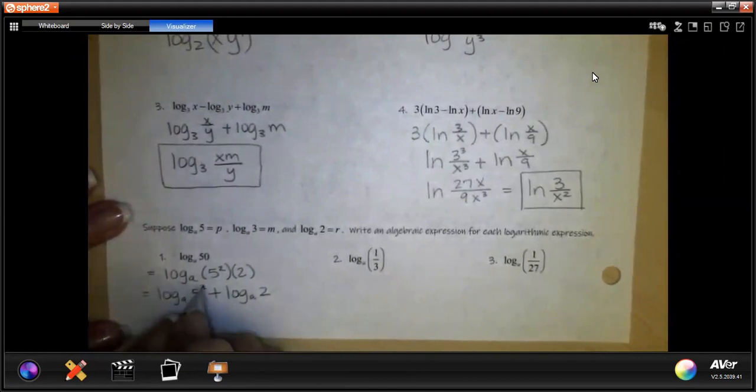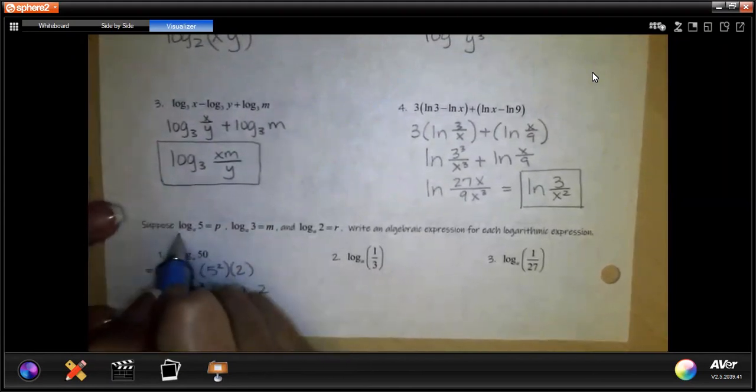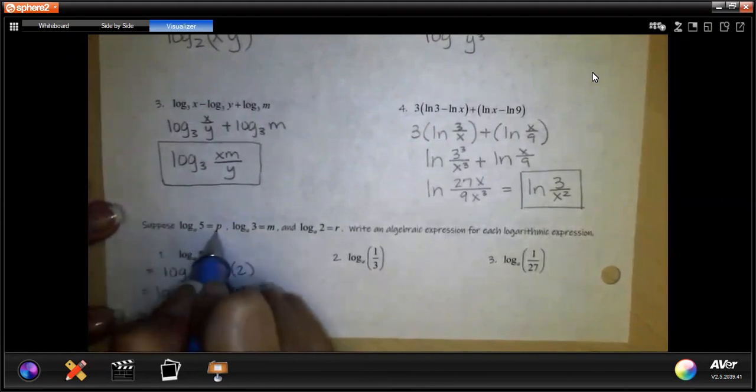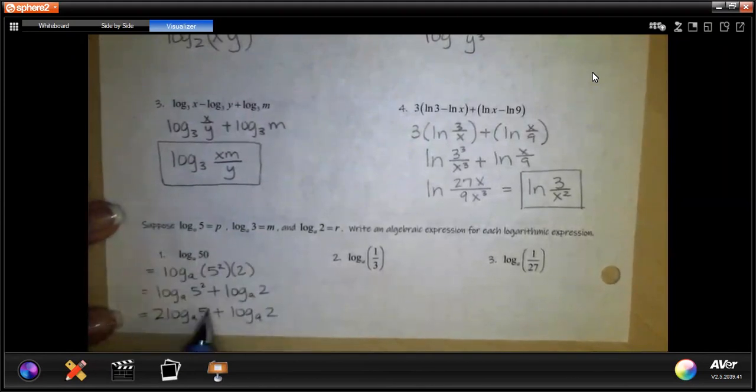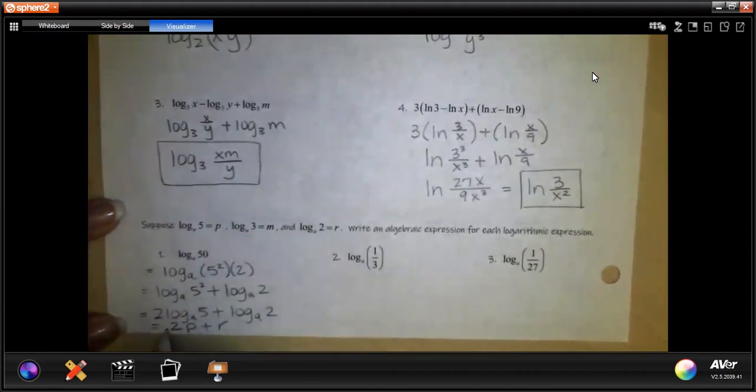And then my last step is to get rid of that exponent, so I get 2 log base A of 5 plus log base A of 2. We did that now because this entire thing is P. So that means this entire thing is P, so we get 2 times P plus log base A of 2 is R. So our answer would be 2P plus R.